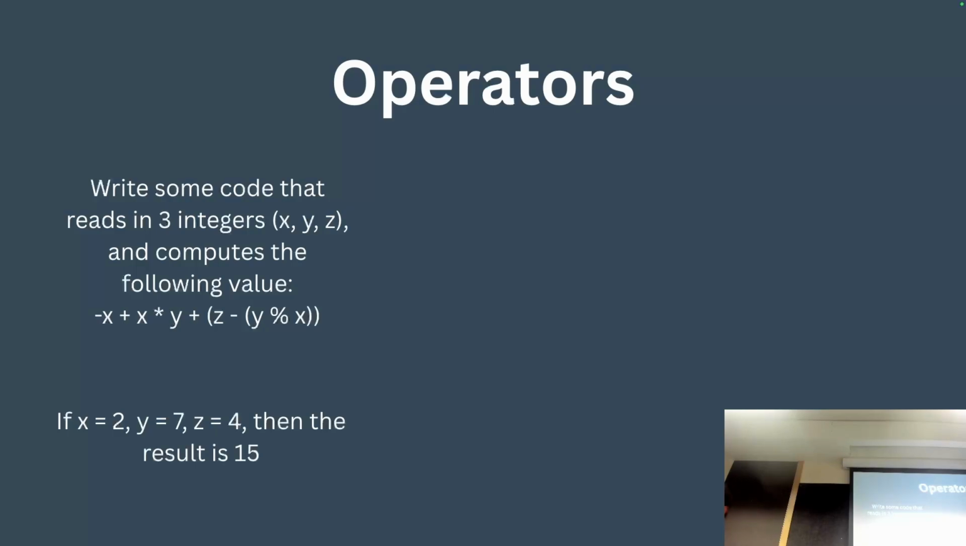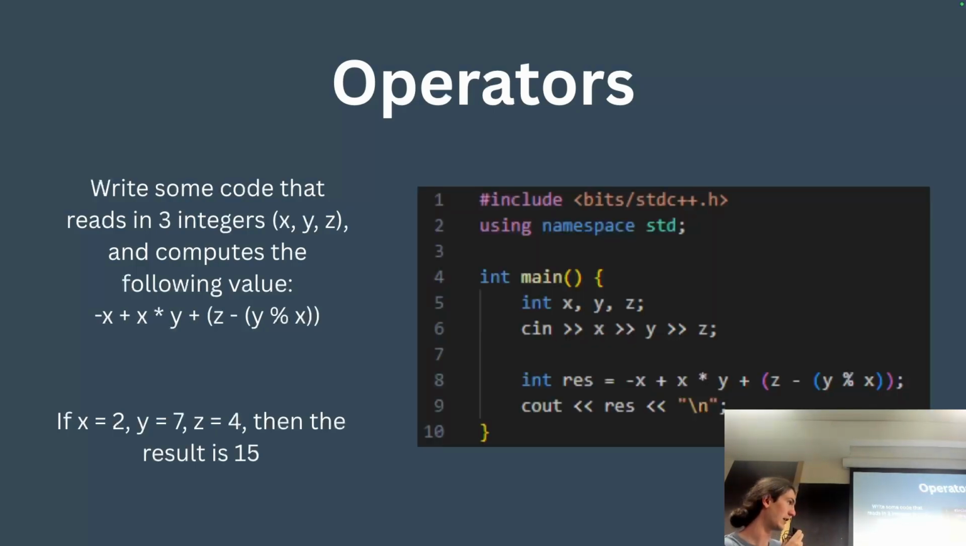Alright, I think most people have finished that, so I'll move on to the next slide. Or actually, first I'll just go through my solution. I just declared 3 integers, read them all in one line, and just typed out the formula. It's all integer operations, so you can just use an integer, and then print it out. Before I move on, does anyone have any questions about that?